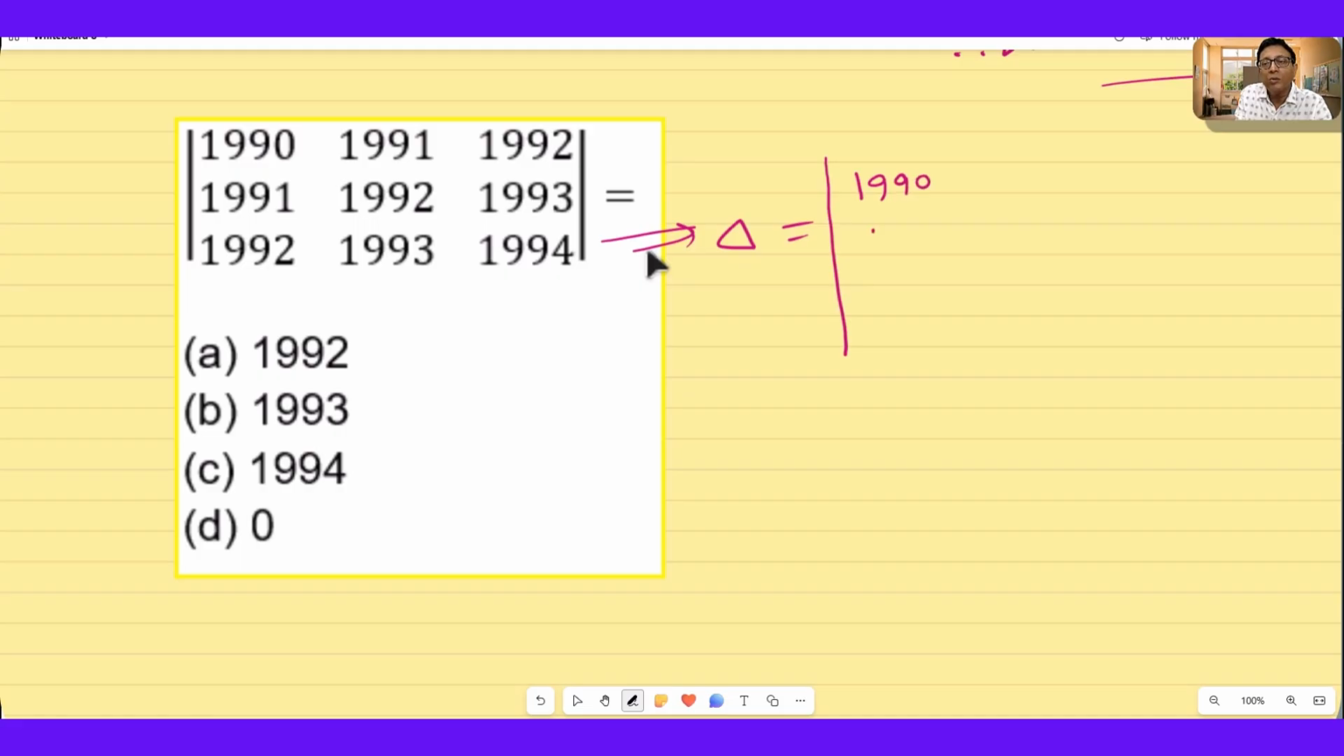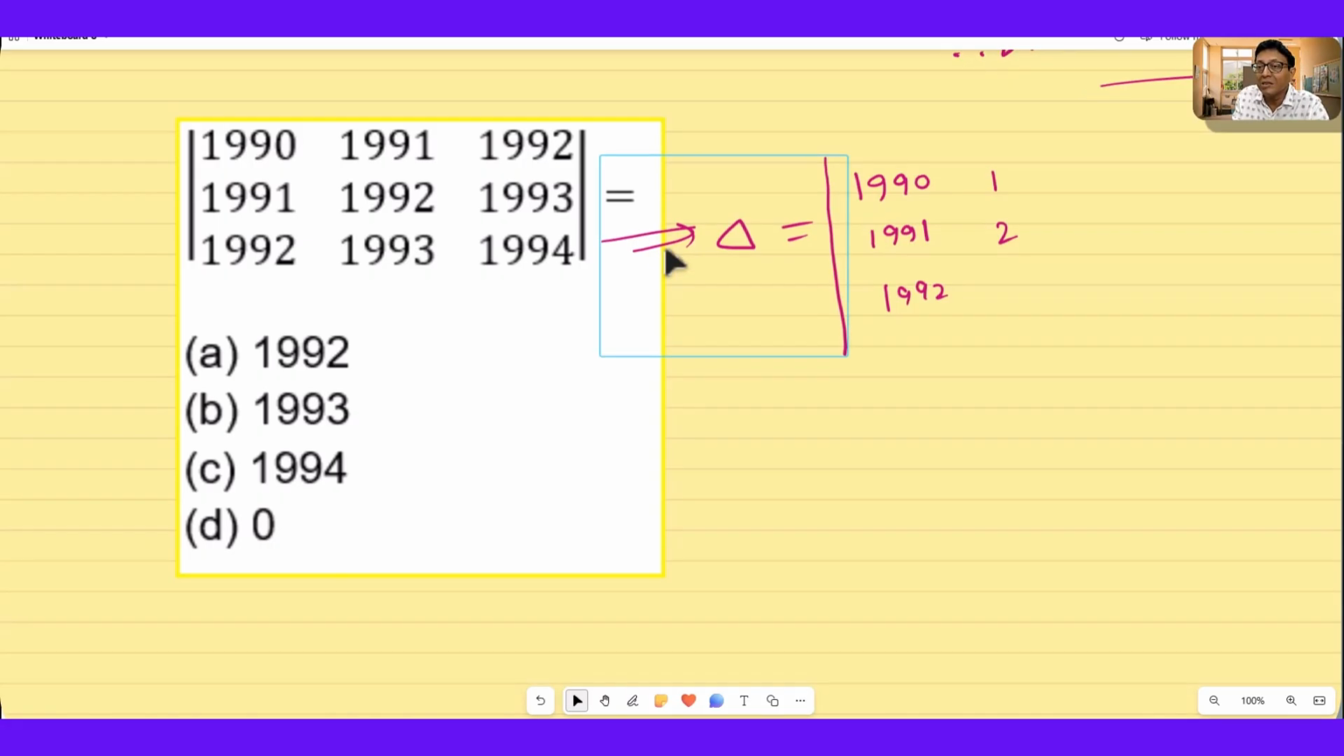1990, 1991, 1992. You subtract these elements from here. It will give you 1, 2, 3. But don't do this. I'll tell you to do it a bit quicker, but let me show you this method first.